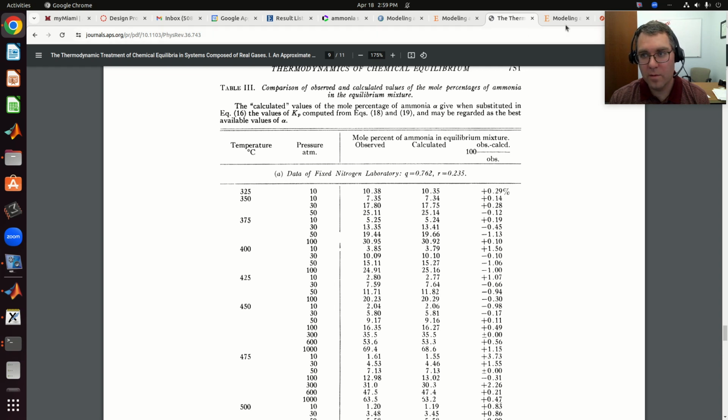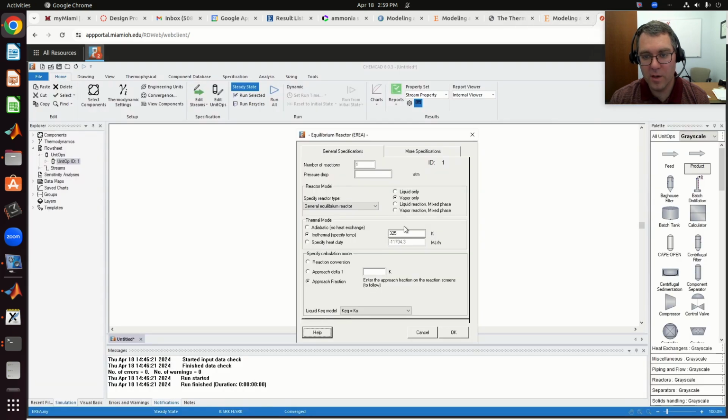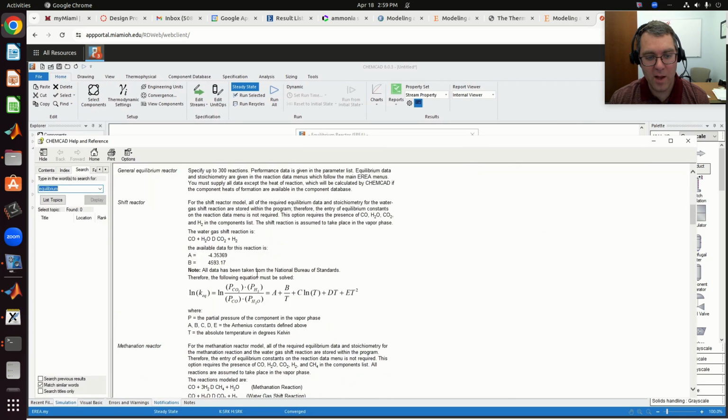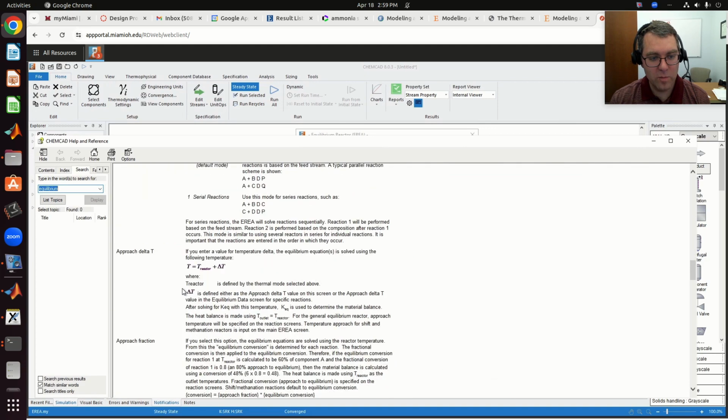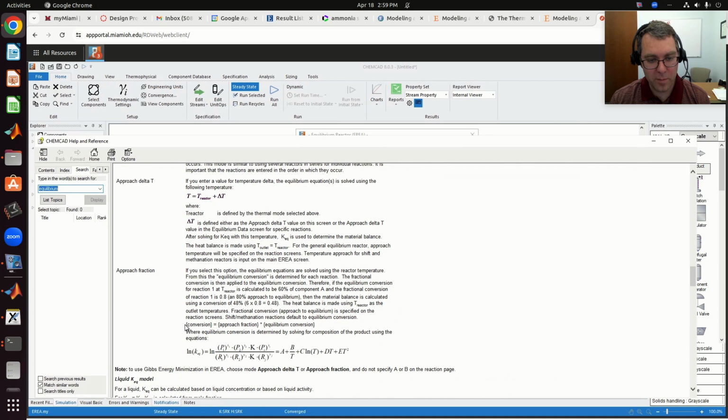Okay. And then we'll adjust my feed accordingly. Okay, but so here it's going to be run isothermally at 325. I'm going to specify an approach fraction, right? And so, kind of a reminder, because this came up the other day: why are we specifying approach fraction? What does it mean? Well, I'm going to specify an approach fraction of 1.